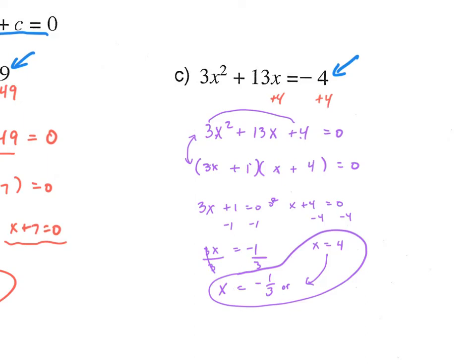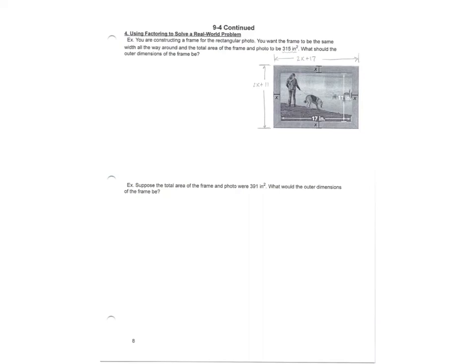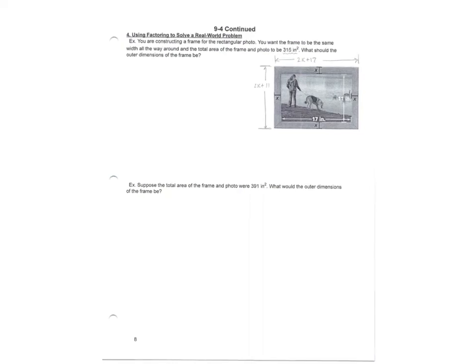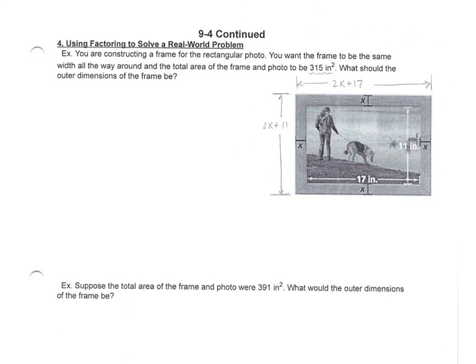Okay, moving on. Let's see, where are we at? Looks like the next page. And oh my god, it's a stinking word problem. And I've gone and filled in some stuff here, so hopefully you can recognize what I've done for you. So it says here, you're constructing a frame for the rectangular photo. You want the frame to be the same width all the way around.